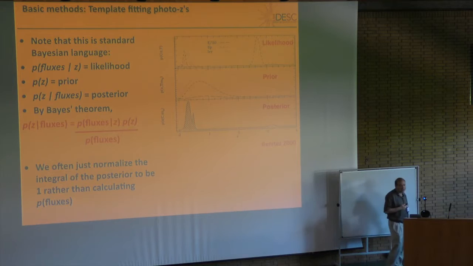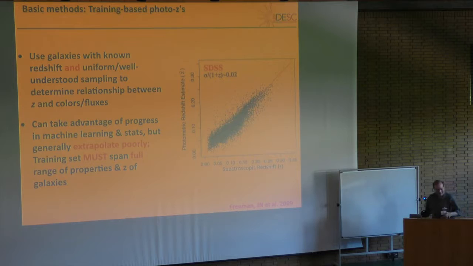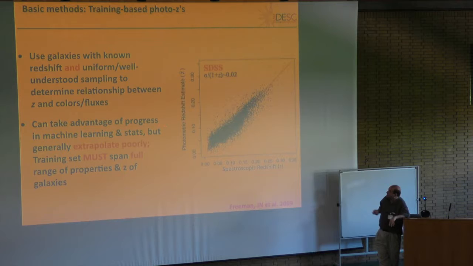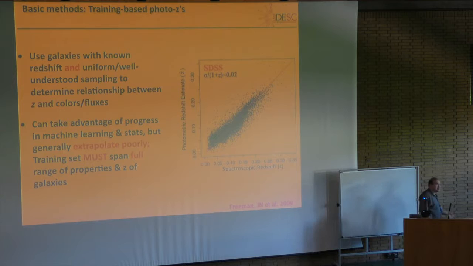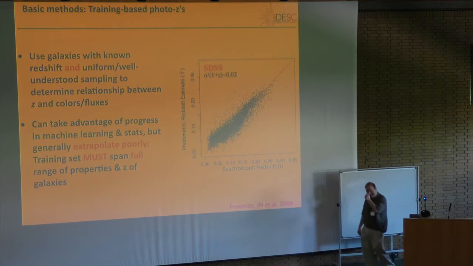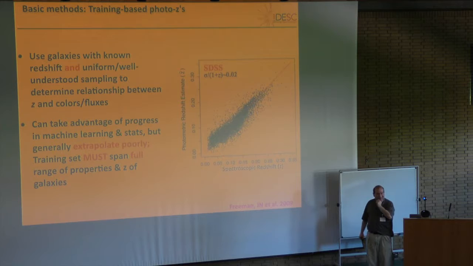Okay, so template-based photo Zs are one major strain. What we'll actually do today, although we're running low on time, aren't we, is play with a training-based algorithm. So the idea is basically you have some set of training galaxies, some set of galaxies that have known redshifts, which you'd measure spectroscopically, so secure redshifts, and either a uniform sampling or a very well understood sampling, and use those to constrain the mapping between galaxy colors and redshift. The advantage of this is there's a lot of work in machine learning and statistics that's developed very efficient methods of predictions for vast numbers of different cases. So these can perform very fast, they can make optimal use of the information available, but they generally extrapolate very poorly.